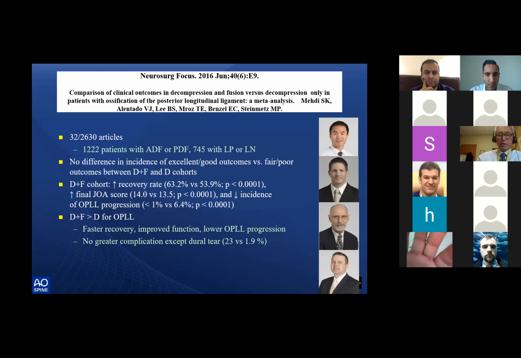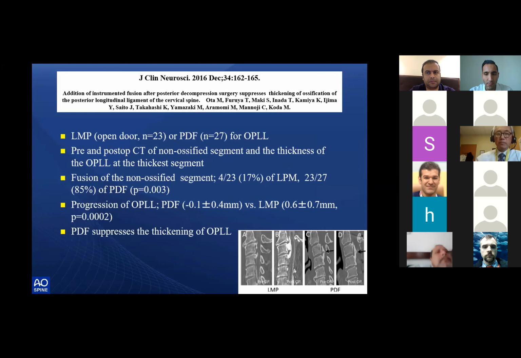So ultimately, they recommended that anytime you deal with cervical myelopathy with OPLL, you should be thinking about a fusion operation, particularly to decrease the incidence of OPLL progression, which is mentioned right here. But they do also admit a higher complication rate, particularly dural tear, up to 23%. And I think the common theme with any type of anterior procedure is really the dural tear.